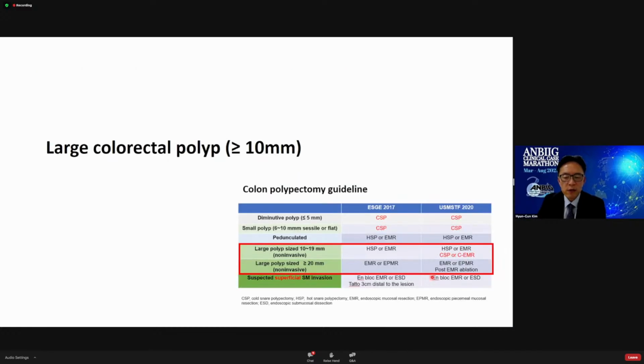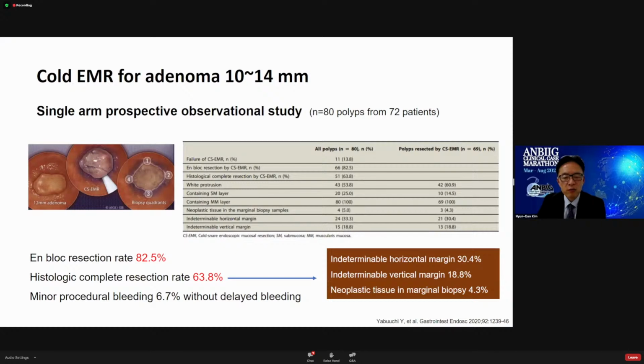Although snare polypectomy and EMR are the main procedures for endoscopic resection of large polyps, cold snare resection or cold EMR are treatment options for large regions without SM invasion in the USA guideline. Actually, the cold resection method is not suitable for en bloc resection of large regions. According to a recent study of cold EMR for large adenomas of 10 to 14 millimeters, the en bloc resection rate was about 83%, and the histologic complete resection rate was only 64%.